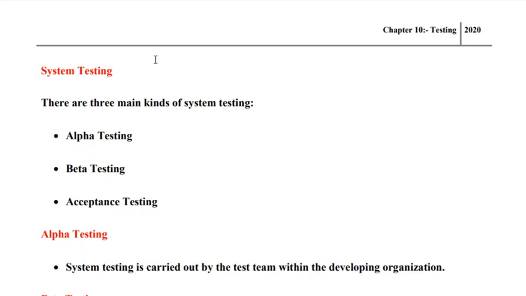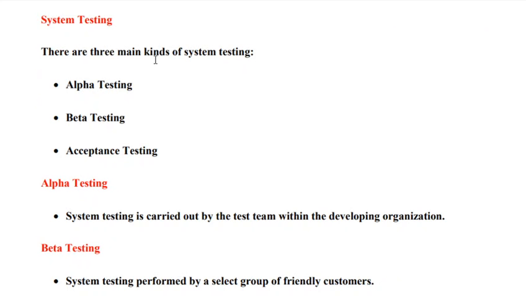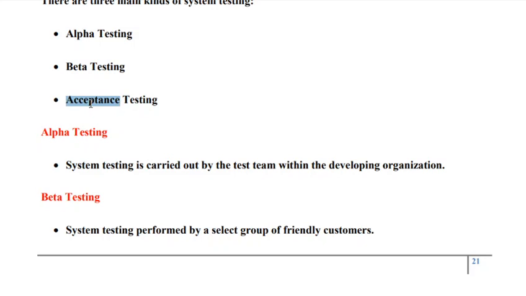Now, let us talk about system testing. We've learned that there are three types of system testing: one is called alpha, the other is called beta, and the third is called acceptance testing. Alpha testing is the testing that is done by the members of the development team. Beta testing is the testing that is done by the members of a friendly organization, and acceptance testing is the testing that's done by the members of the client organization to decide whether or not to accept the software system.